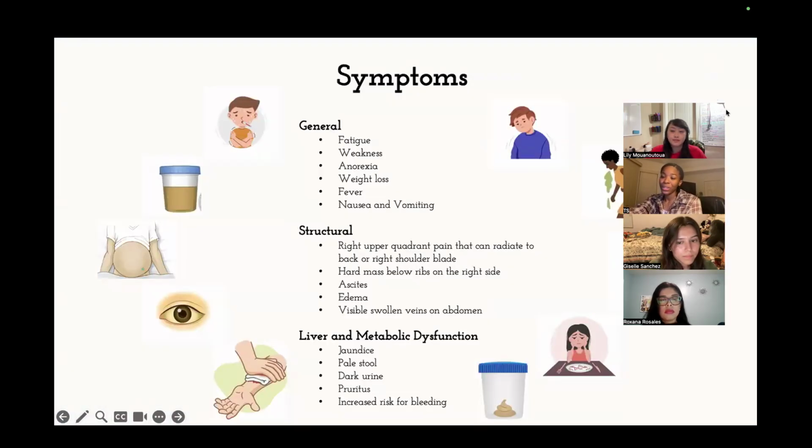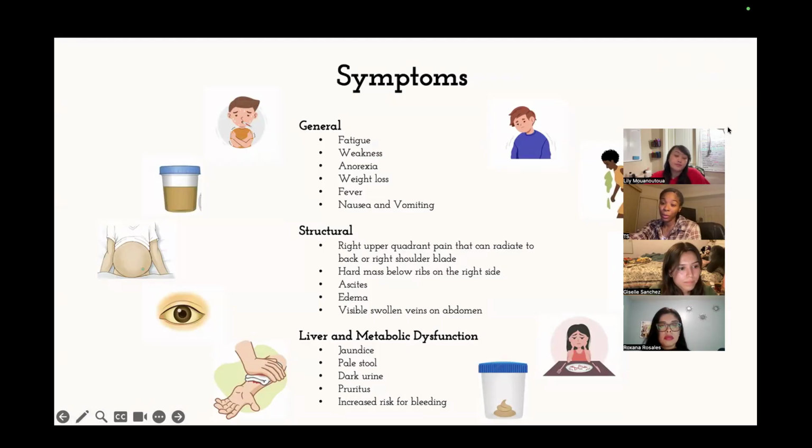Some general signs and symptoms patients will present with: they will say that they're extremely tired, and this is just due to the liver not working properly, so they're going to naturally have less energy. They're going to have changes in appetite. They're going to have weight loss because of their metabolism changes.